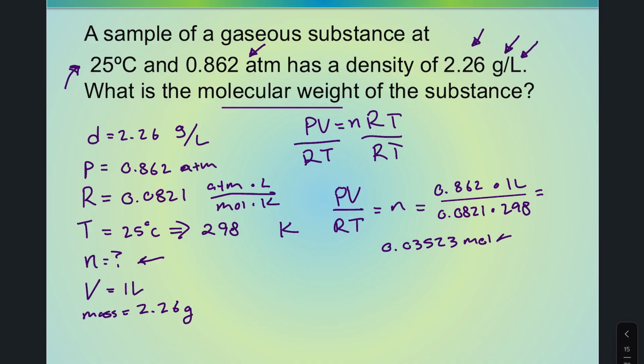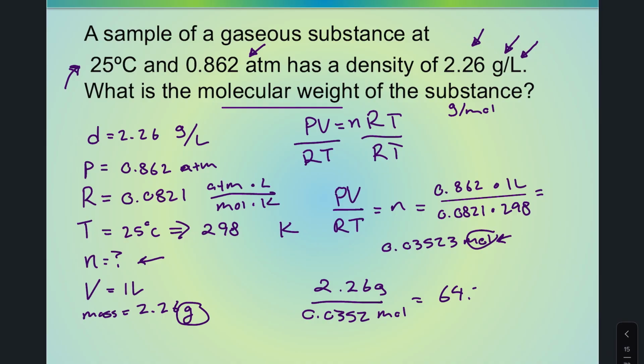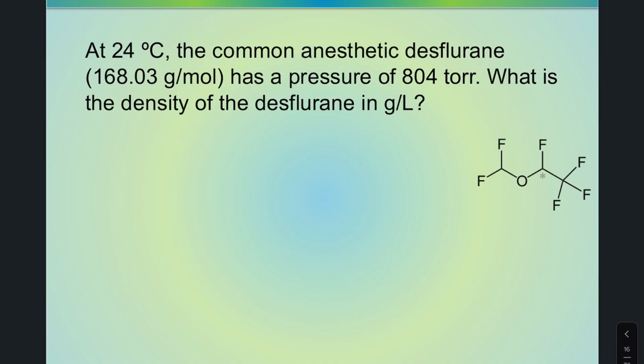So we have the number of moles now. And remember that molecular weight is measured in grams per mole. So the next step is to take the grams and divide it by the moles. That's going to be 2.26 grams divided by 0.0352 moles. And what we get out of this is 64.2 grams per mole.